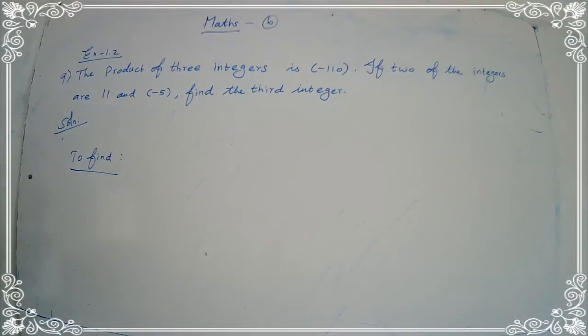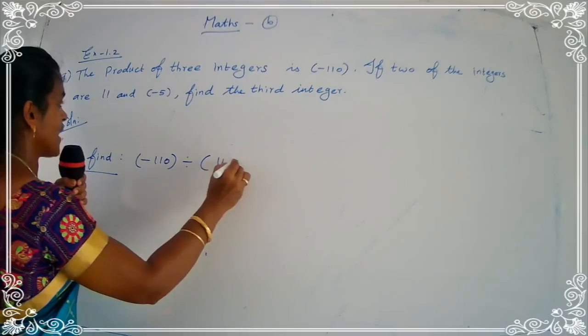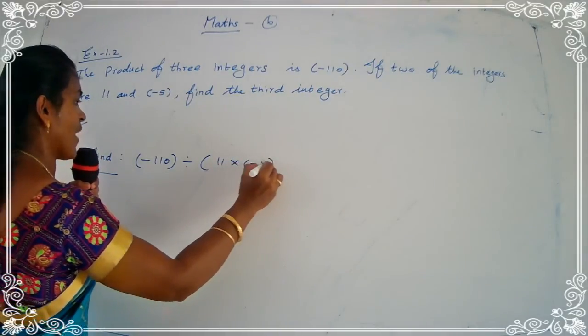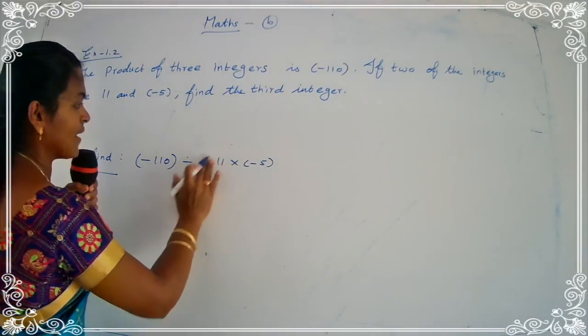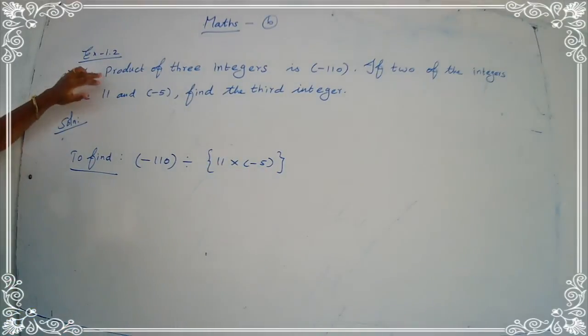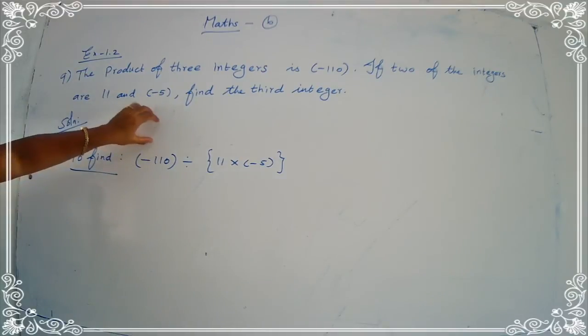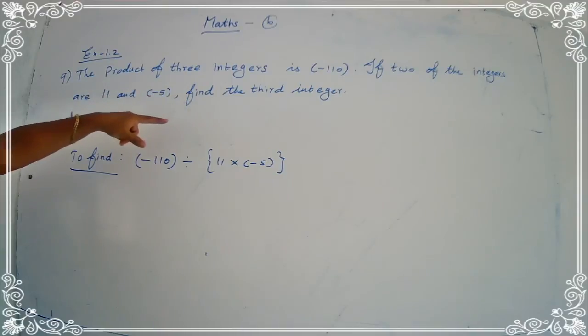Yes. So that's why to find minus 110 divided by minus 11 into minus 5. Is there no children? Clear? Another question: the product of three integers, the final answer. If two of the integers are 11 and minus 5, you find the third integer.